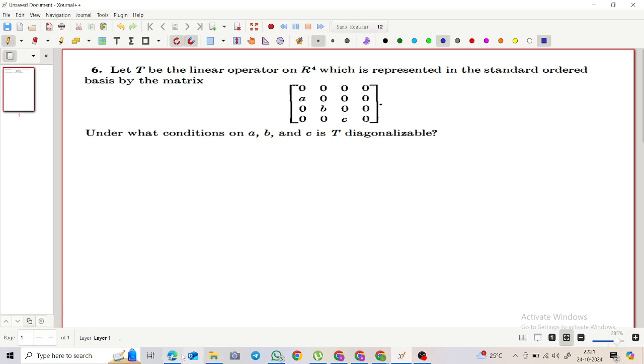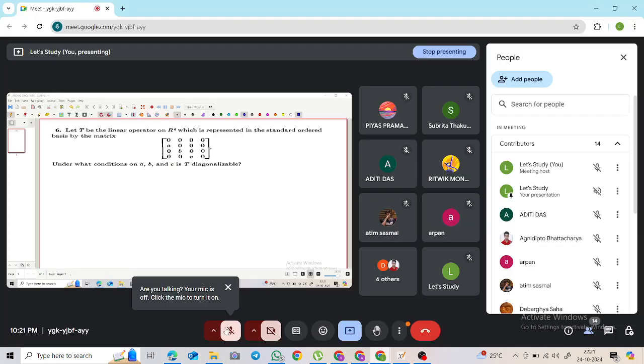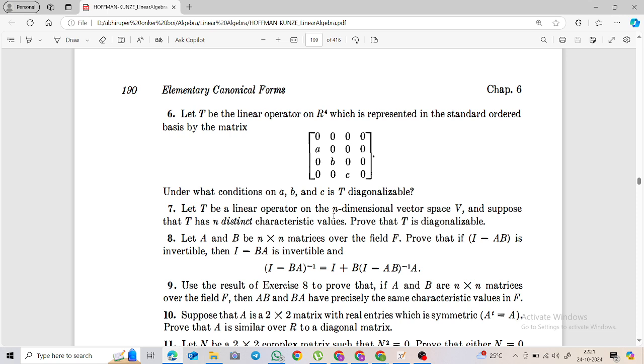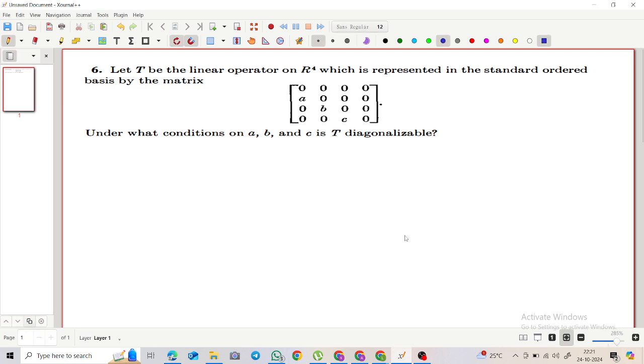Okay, so this is the problem, and how are we going to approach it? Yeah, Shubrita. মানে ক্যারেক্টারিস্টিক ভ্যালুটা তো একমাত্র জিরোই হবে। Very good.